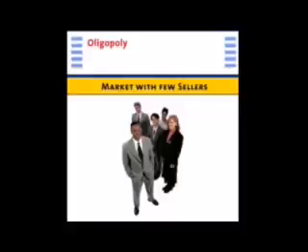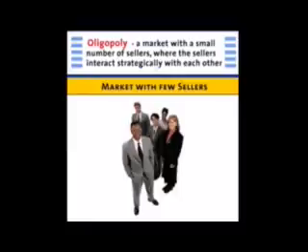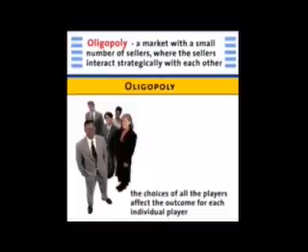The term oligopoly refers to a market where there is a small number of sellers and where the sellers interact strategically with one another. That is, where each player tries to guess what other players are going to do, because the choices of all the players affect the outcome of the game for each player. That is, my profits depend not only on what I do, but what each of my competitors does as well. There is, in economics, no generally agreed upon single model of oligopoly. There are several different models of oligopoly, each of which has its own strengths and weaknesses.